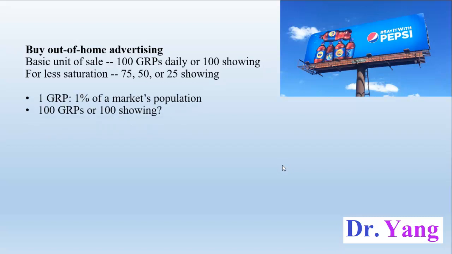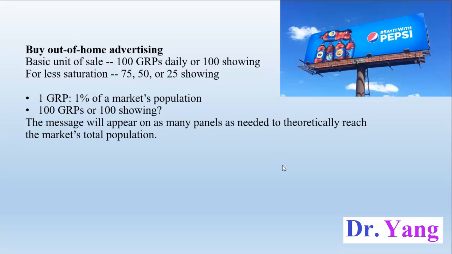Well, we know GRP stands for gross rating point, so it's a rating or percentage. 1 GRP means the message will reach 1% of the market's population. For example, if your market has 10,000 people, 1% will be 100 people reached. So 100 GRPs or 100 showings means 100% of the total population. Is that really what it means?